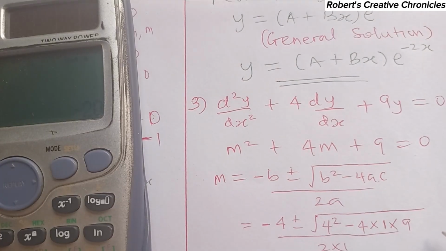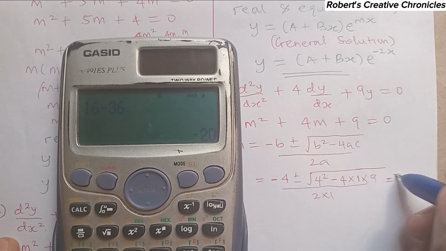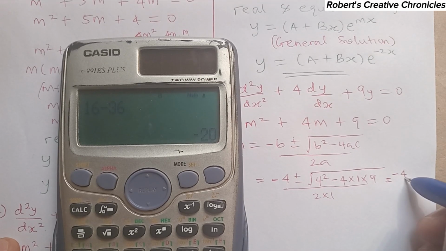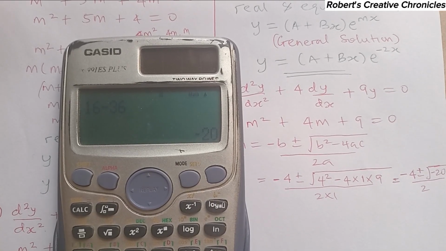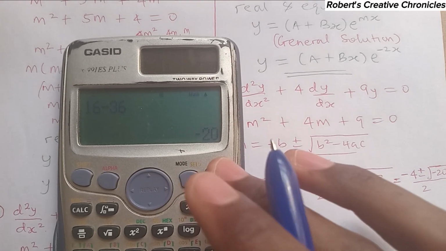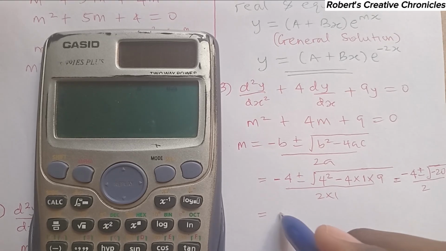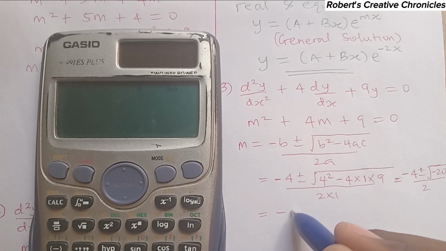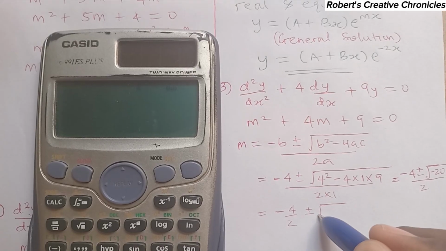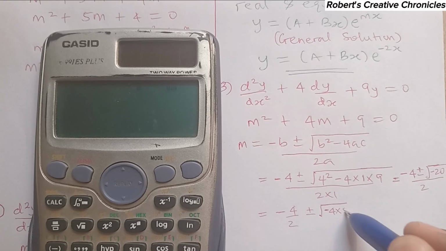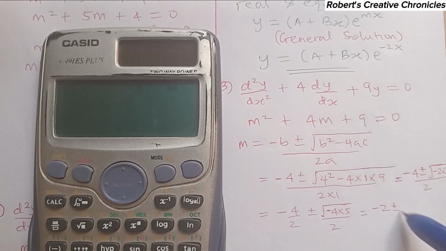So this will give us minus 4 plus minus root of minus 20 over 2. So 20 can be expressed in terms of 4 times 5. And this one will be minus 4. We'll divide both sides by 2, minus 4 over 2, plus minus. So this will be root of minus 4 times 5 over 2. So this becomes minus 2 plus minus.